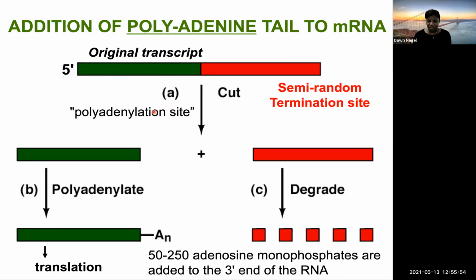As you'll see, they have special features. So once these sites are recognized, you have an enzyme that will come in and cut at those sites, okay? Wherever this site gets cleaved, the RNA that gets cleaved off gets degraded. And what happens is, at the end of that transcript that you cleave, you will add a string of poly-A's to that transcript, okay? And usually they vary depending on the gene or depending on the transcript. So you can have 50 to 250 poly-A's, or A's, added to the end of your transcript, okay?